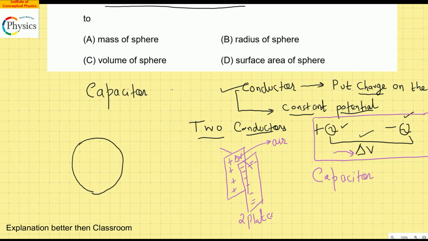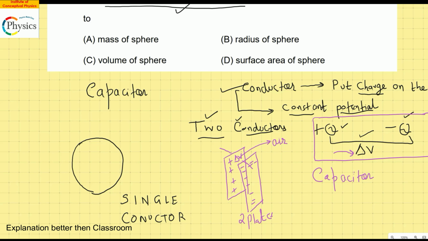Now, we already know that we need two conductors to create a capacitor, whereas for a spherical conductor, it's a case of a single conductor. So this is what we're referring to. We are saying we have a single conductor, one spherical conductor, right? And the question is, what is the capacitance of this spherical conductor?